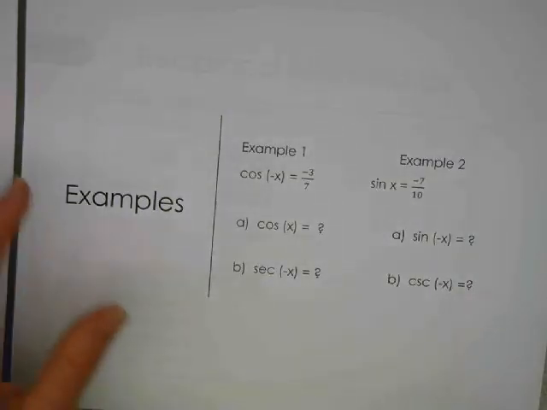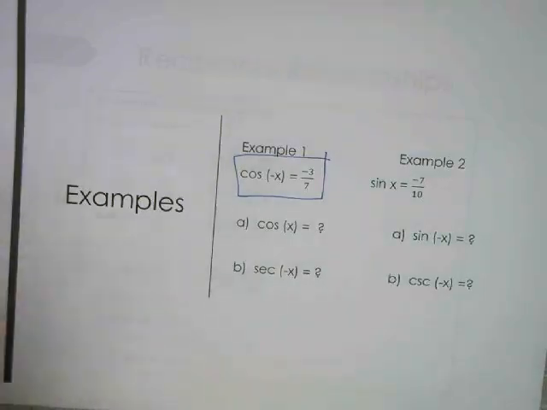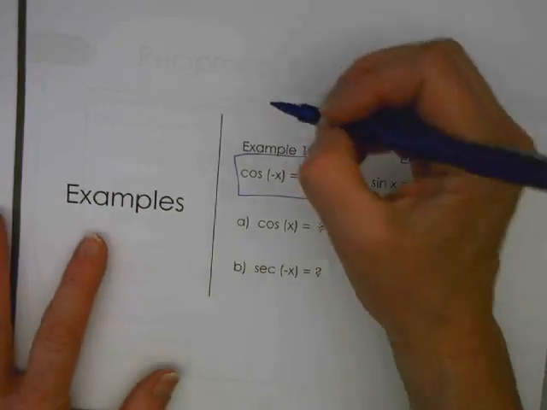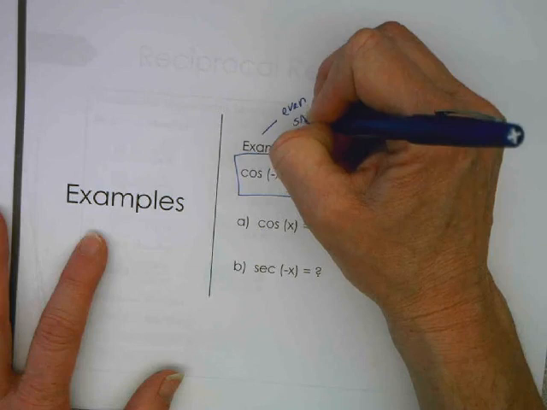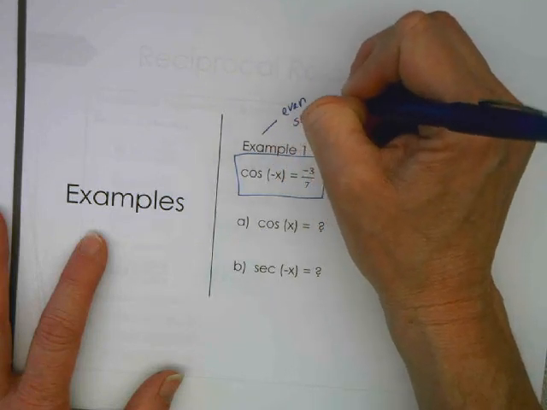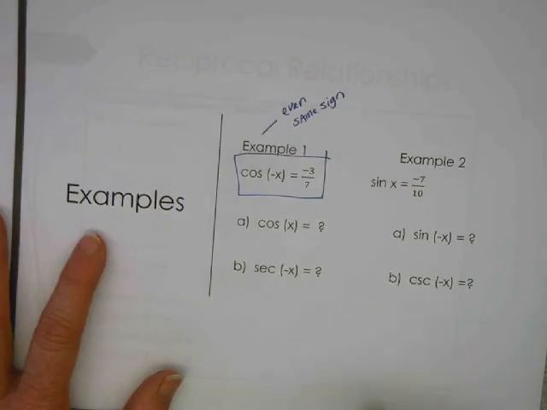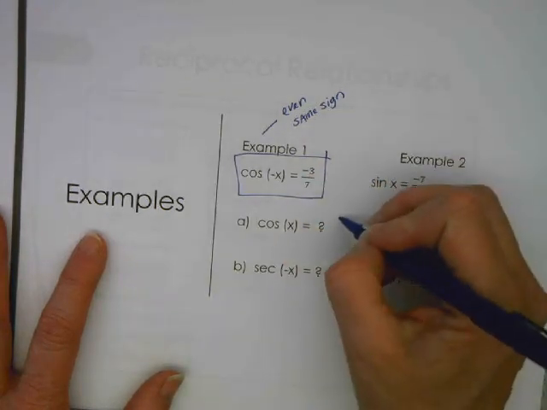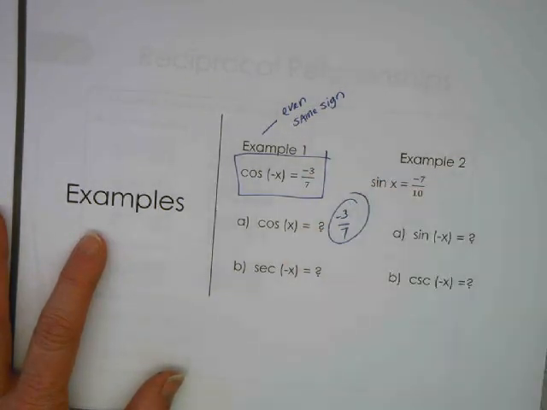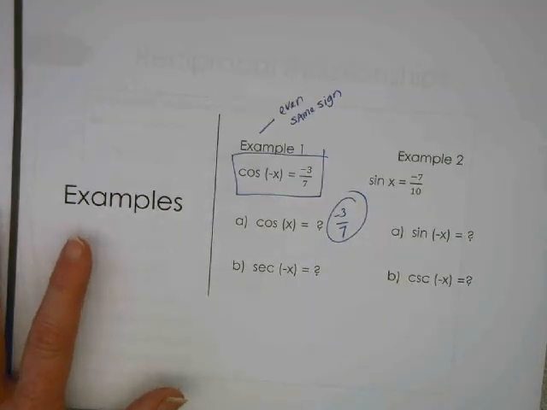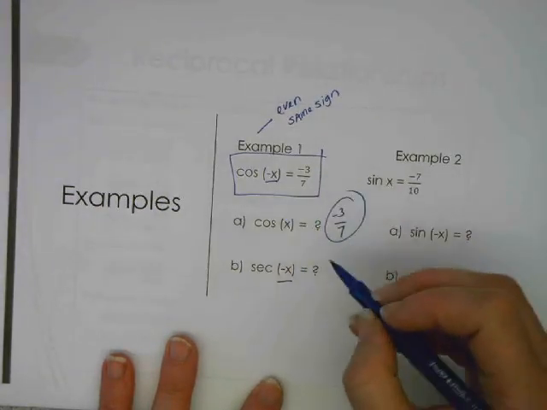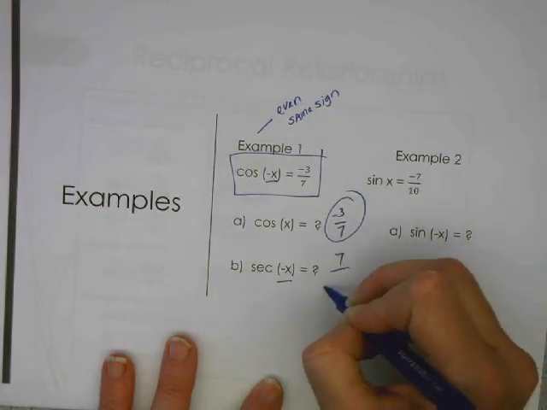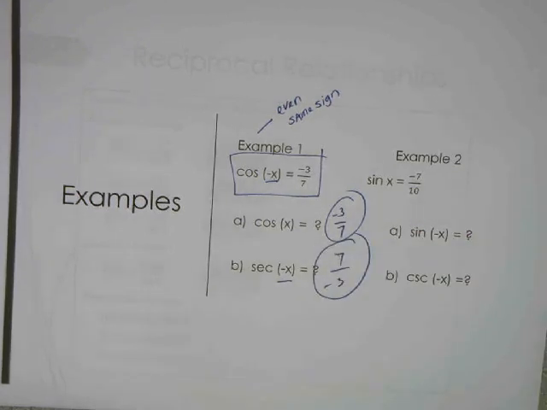So here's your first example. They're giving you that the cosine of some negative angle is negative radical 3 over 7. Cosine is even. So it stays the same sign when you become a positive angle. So the answer to this is also negative radical 3 over 7. And then secant, make sure you look at the negative. The secant is the reciprocal of that one, which doesn't really matter, but it's 7 over negative radical 3. It stays the same sign.